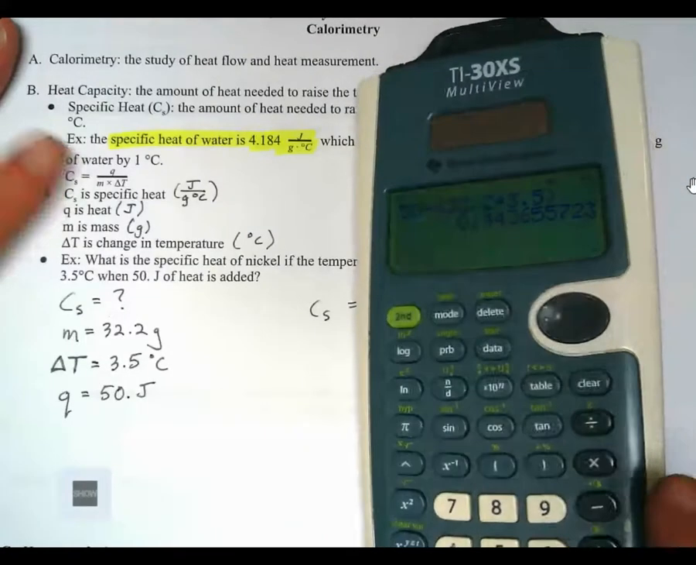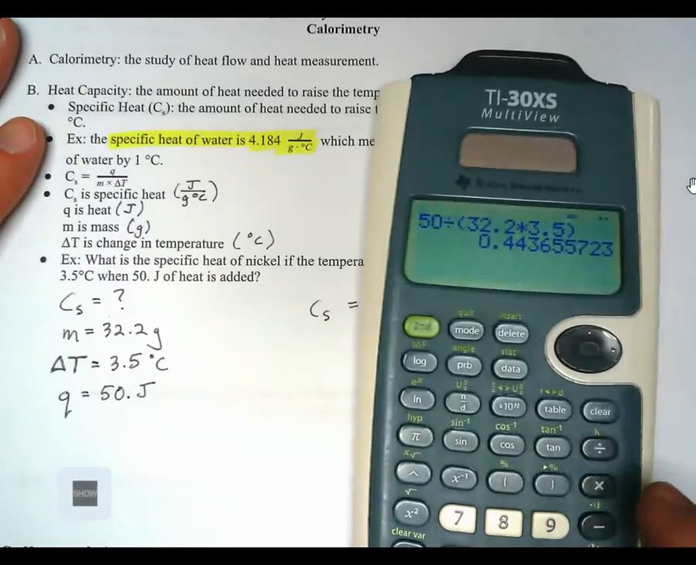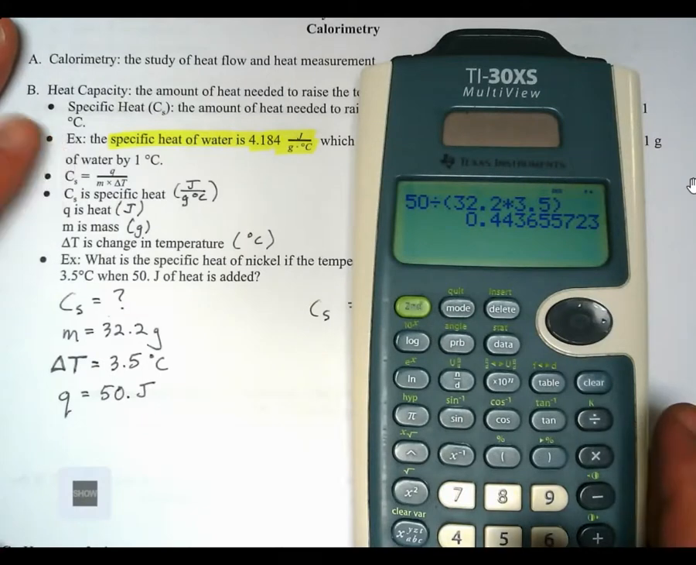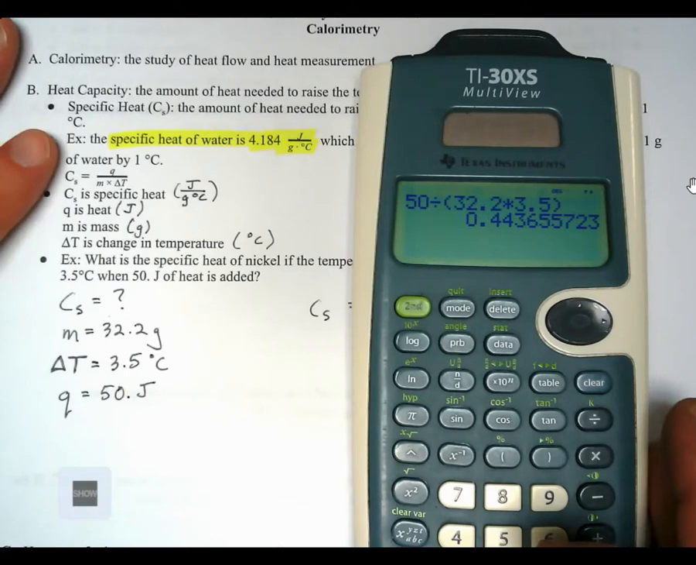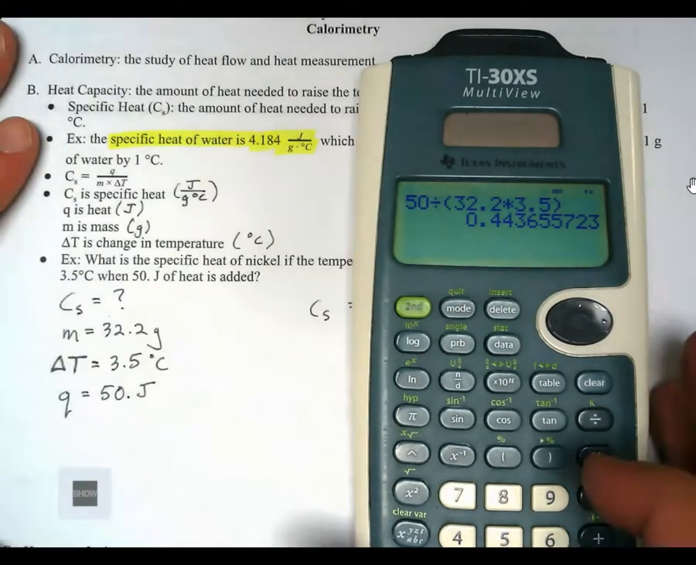What's that? Should be 0.44. Did you put parentheses? Yeah. Oh, I put them because I did 32.2 and then close parentheses. Oh, and then parentheses again. Yeah, you got to put them together. Now I got 0.44. Perfect.